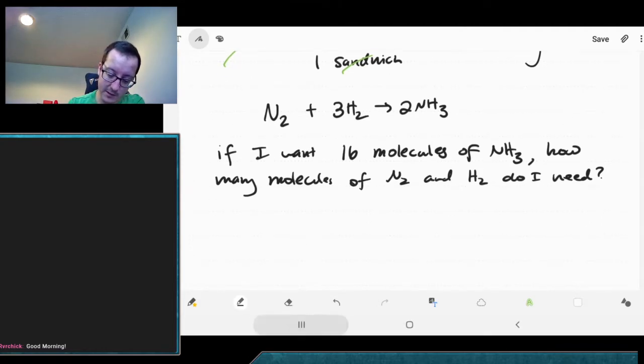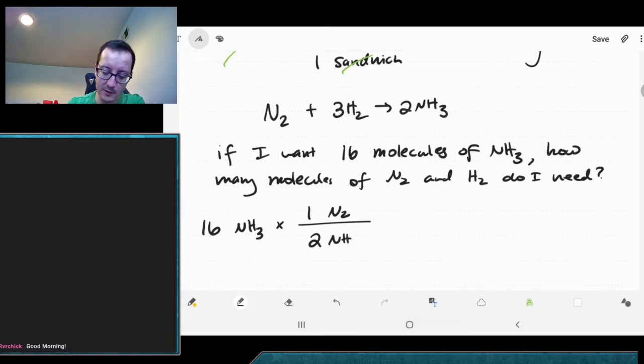So we know we want 16 ammonias. We know that if we put in one nitrogen, we get out two ammonias. Those are our reaction coefficients. And so we will need to put in 8 nitrogen molecules.